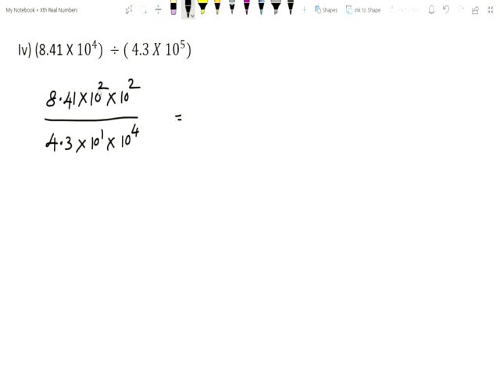So now you multiply this. If you multiply these two, what will you get? 841 into 10 square divided by here 4.3 into 10, you will get 43 into 10 power 4. Okay. Now you divide this, 841 divided by 43.